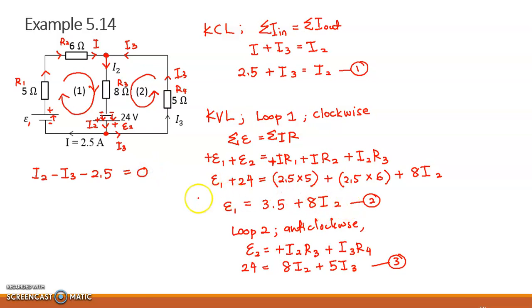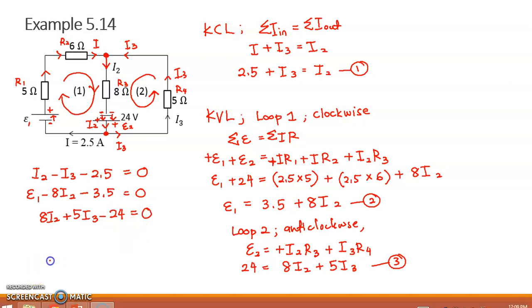And from the second equation, let's write it as EMF1 minus 8I2 minus 3.5 equal to 0. And then for the third equation, okay, we can write it as 8I2 plus 5I3 minus 24 equal to 0.